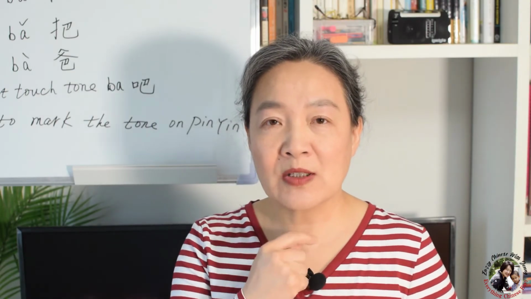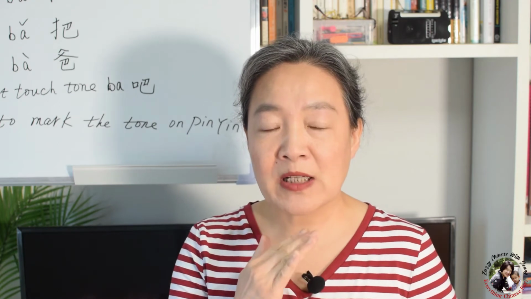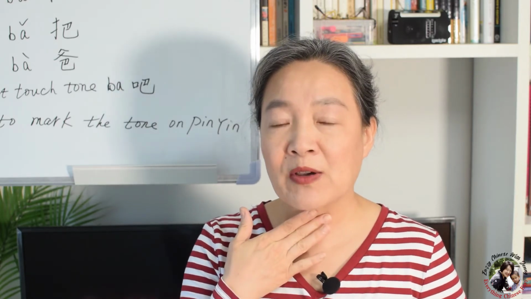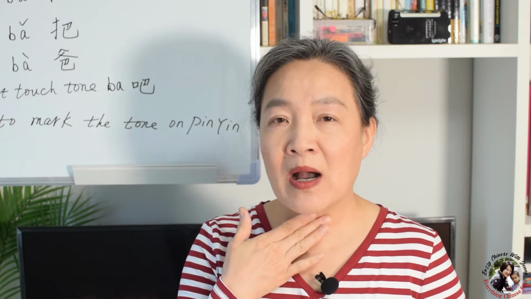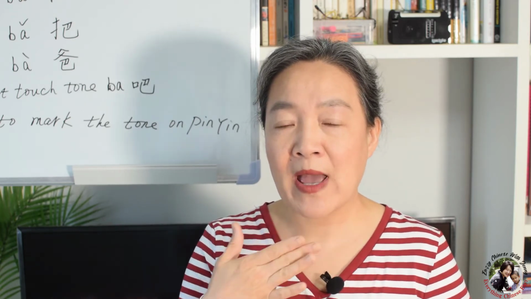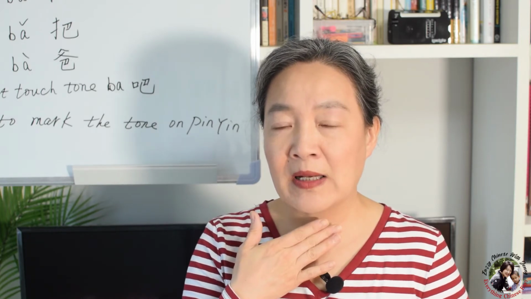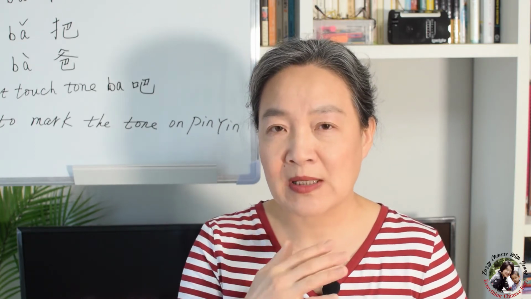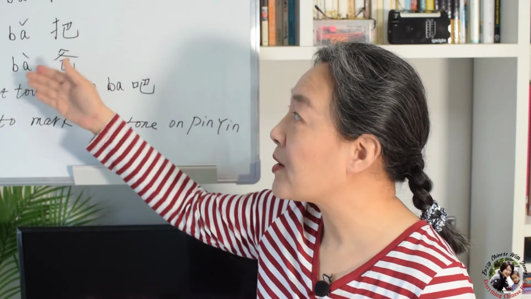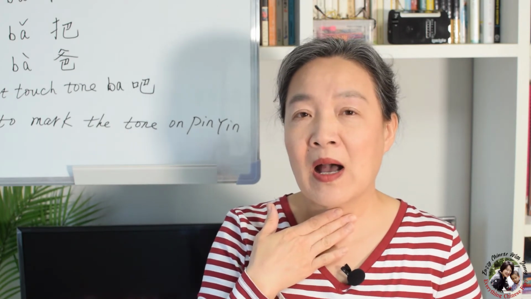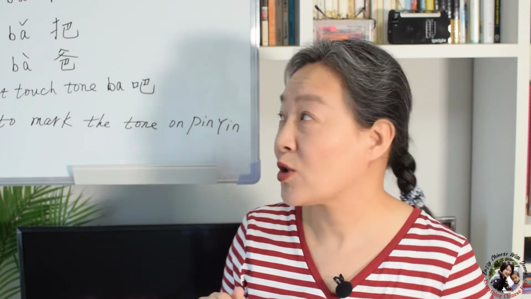When you pronounce this first tone, your voice box does not change position from the beginning until the end of the pronunciation. If you put your fingers on your voice box, you can feel it. Ba. From the beginning to the end, it doesn't change position. It's flat. Ba. And it's naturally prolonged. Compared with the other tones, you feel it's a bit longer. It's a straight flat tone.